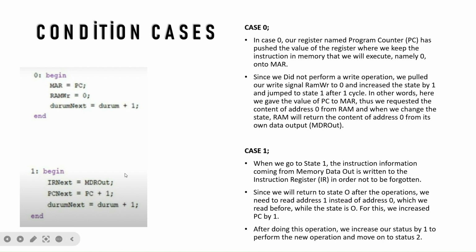When we change the state, RAM will return the content of address 0 from its data output. Case 1. When we go to state 1, the instruction coming from memory data out is written to the instruction register IR in order not to be forgotten. Since we will return to state 0 after the operation, we need to read address 1 instead of address 0, which we read before while the state was 0. For this, we increase PC by 1. After doing this, we increase our status by 1 to perform the new operation and move on to status 2.